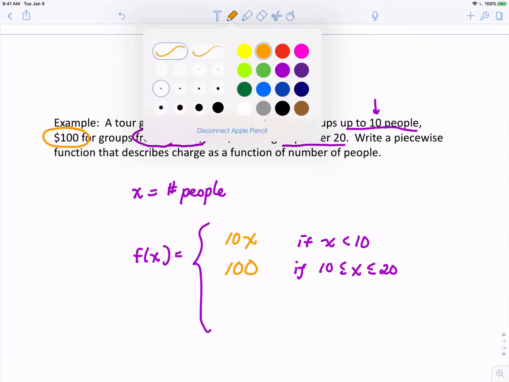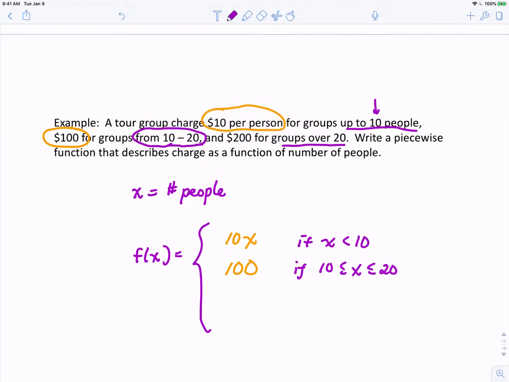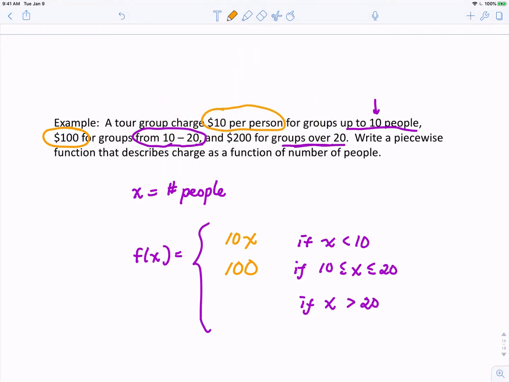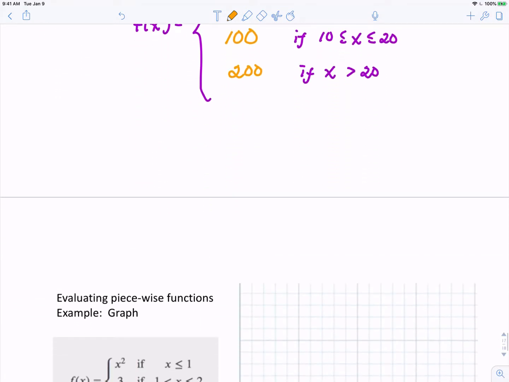And then finally, the third section is groups over 20. So if x is greater than 20, we can take a look at what the charge is. The charge is $200. So this would be how we would write that piecewise function.